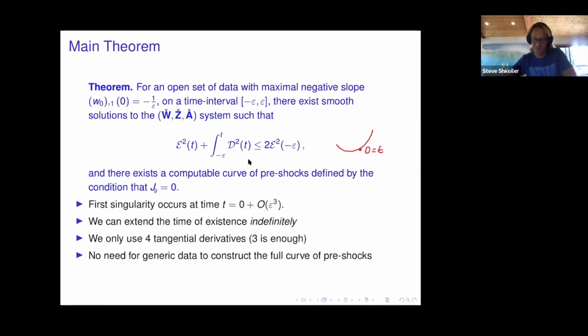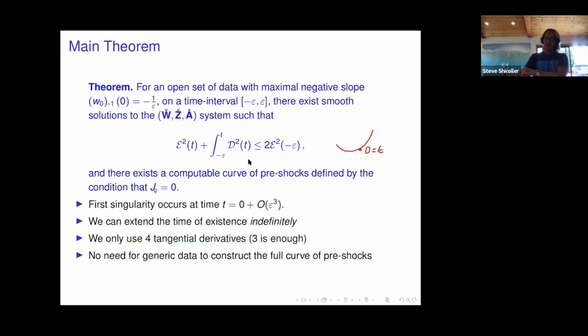We can go much further than that, up to time epsilon, but in fact, this is just for convenience. We can actually extend the time of existence indefinitely. Now, we only need 4 tangential derivatives, but it turns out that 3 is probably enough. It's just that the proof is a little bit more tricky, so we just decided to go with 4.